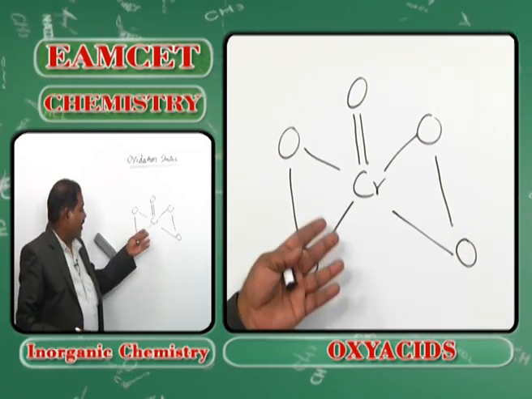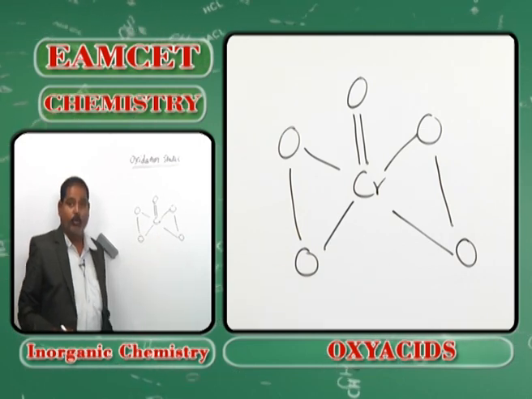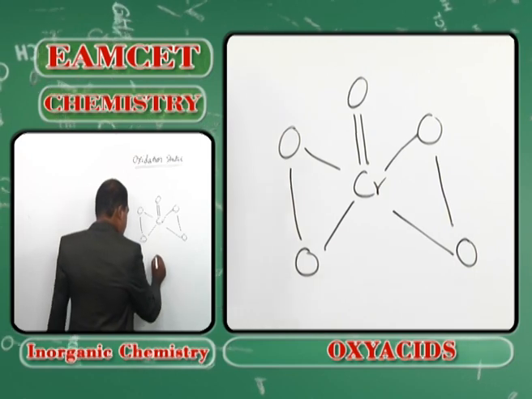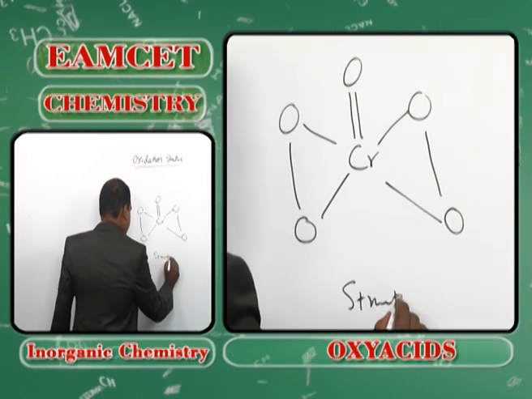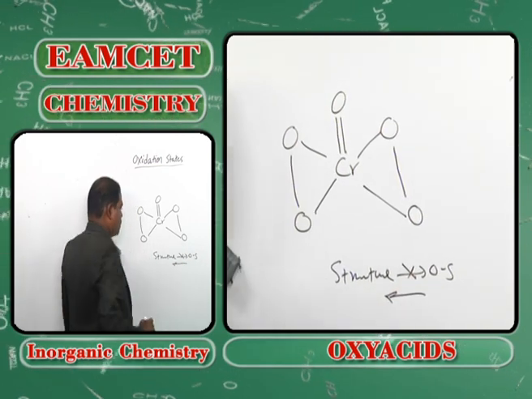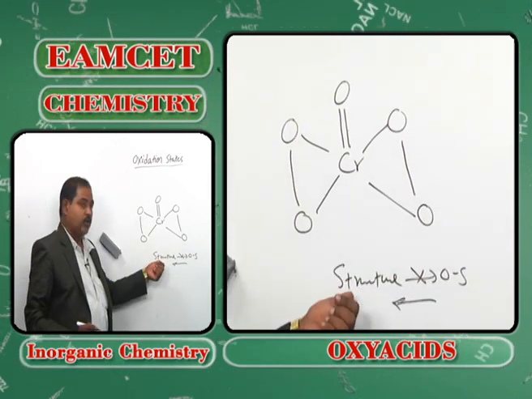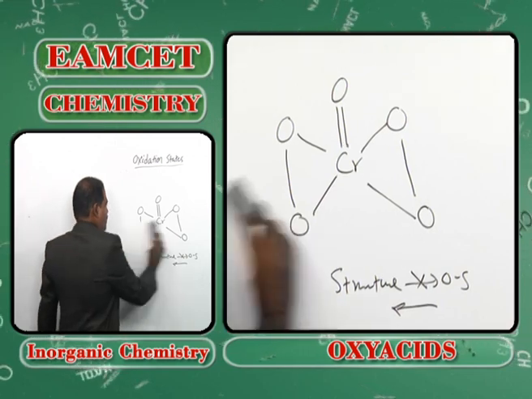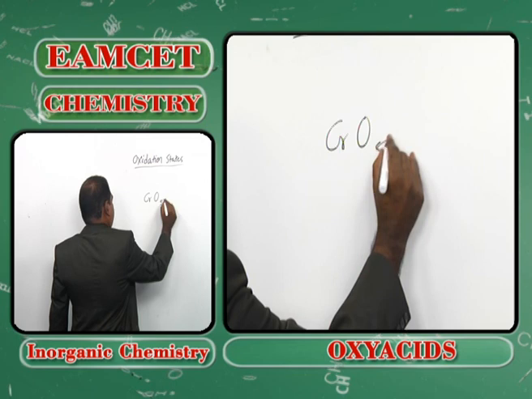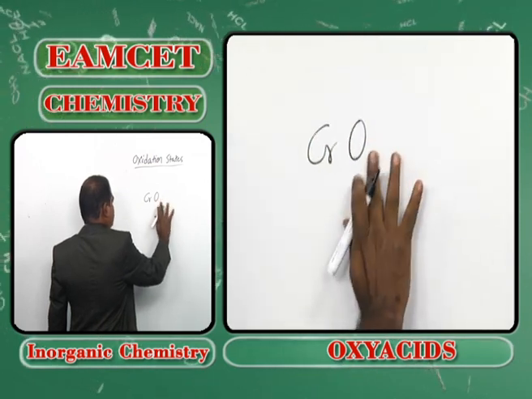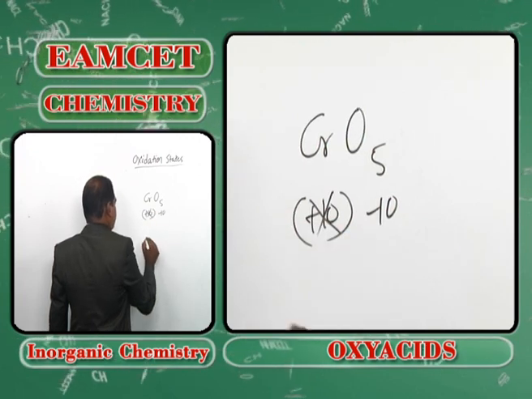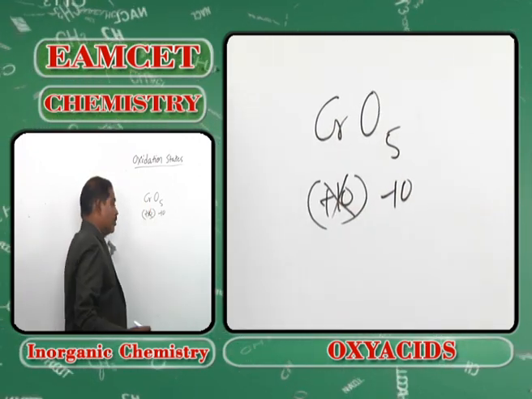You should not calculate oxidation states from the structure. Moreover, you have to draw the structure from the oxidation state. It is not structure to oxidation state, but oxidation state to structure. This is wrong. From the value of the oxidation state, I could draw the structure. I repeat, CrO5. What is the speciality of CrO5? 5 oxygens demand minus 10, so plus 10, which is impossible for chromium. He says, I can't give more than 6.